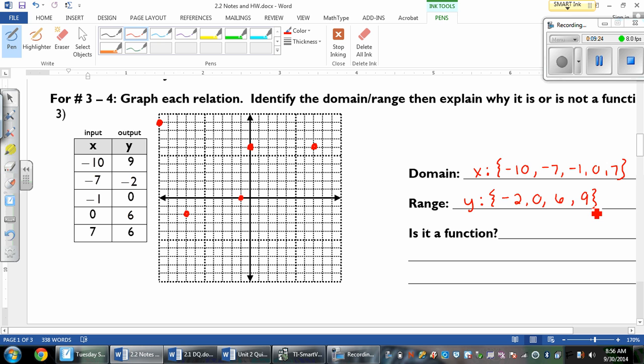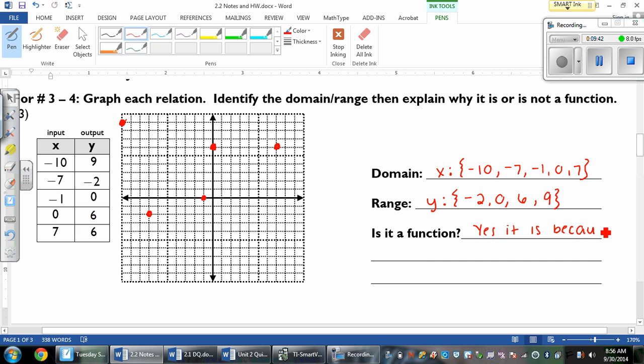Alright, so looking at this function, I don't see two points that are directly above each other. Since that's true, it passes the vertical line test, so it is a function. So yes, it is because it passes the vertical line test. Okay. And that's all the explanation I'm looking for. It's yes or no, is it a function? And yes, it is a function because it passes the vertical line test, or no, it is not a function because it fails the vertical line test.